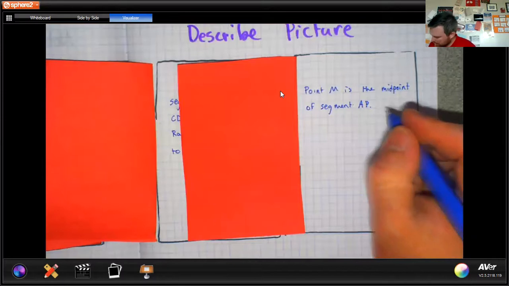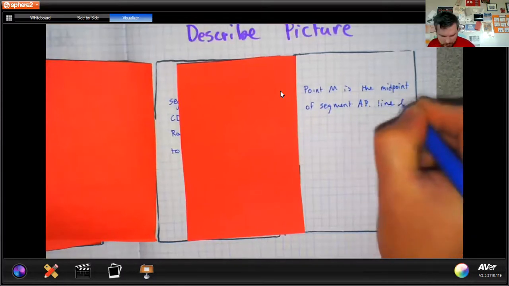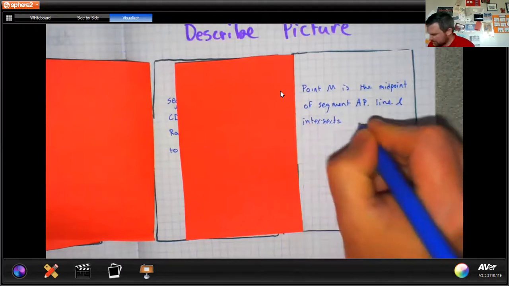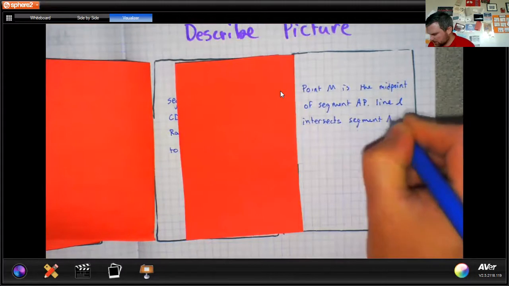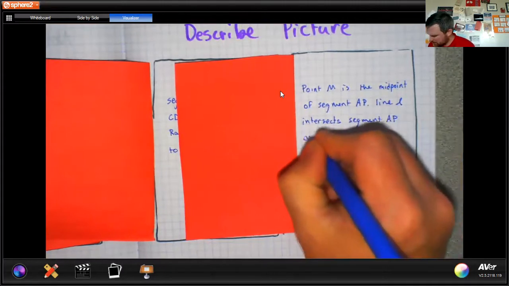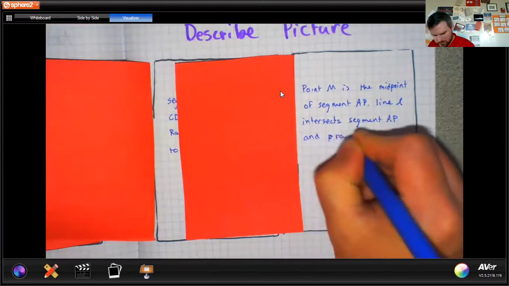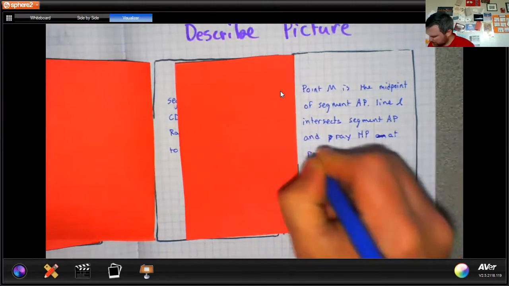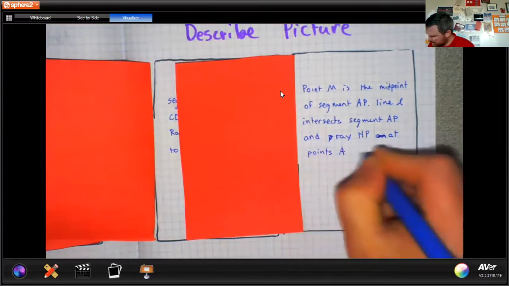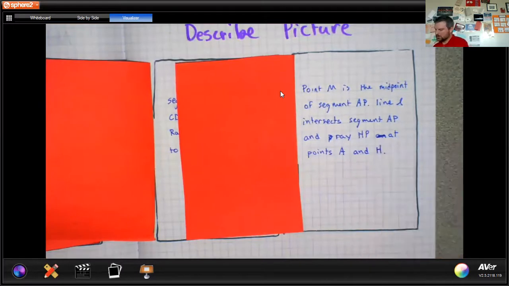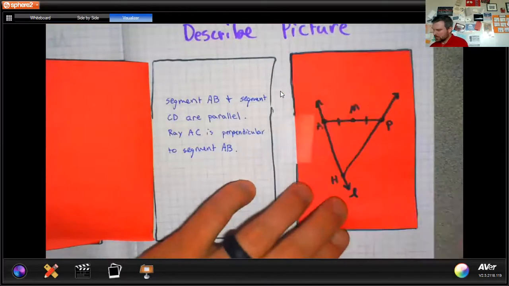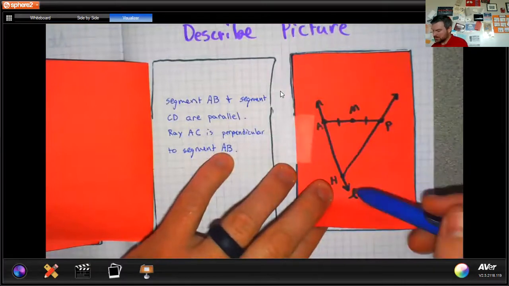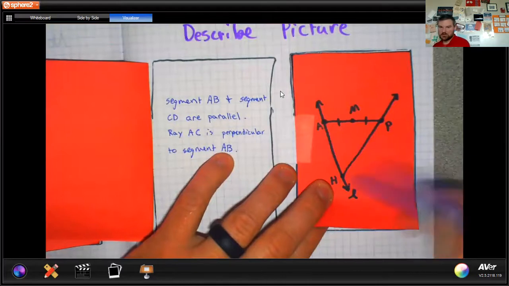All right. Line L intersects segment AP and ray HP at points A and H. Okay, so that last one was a little bit tricky. Line L intersects segment AP at A, but it also intersects ray HP at H. So it gives you those connecting points.